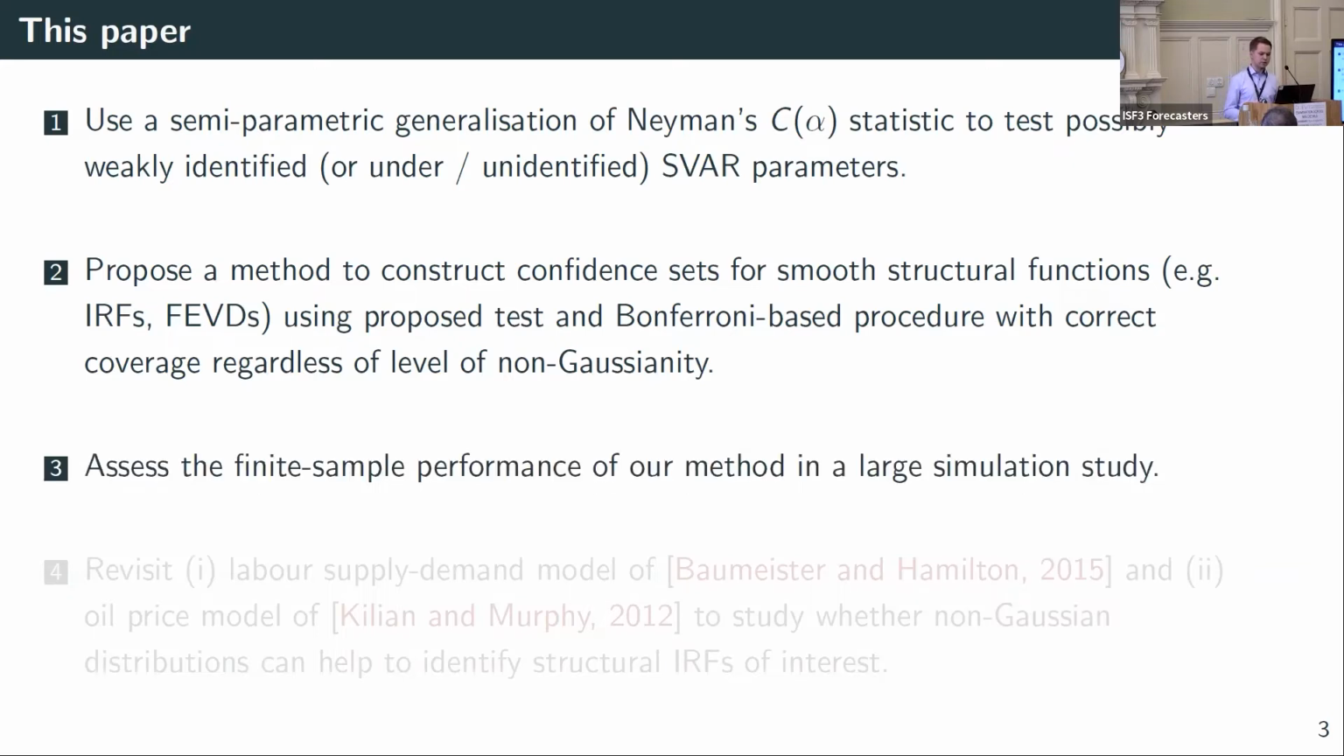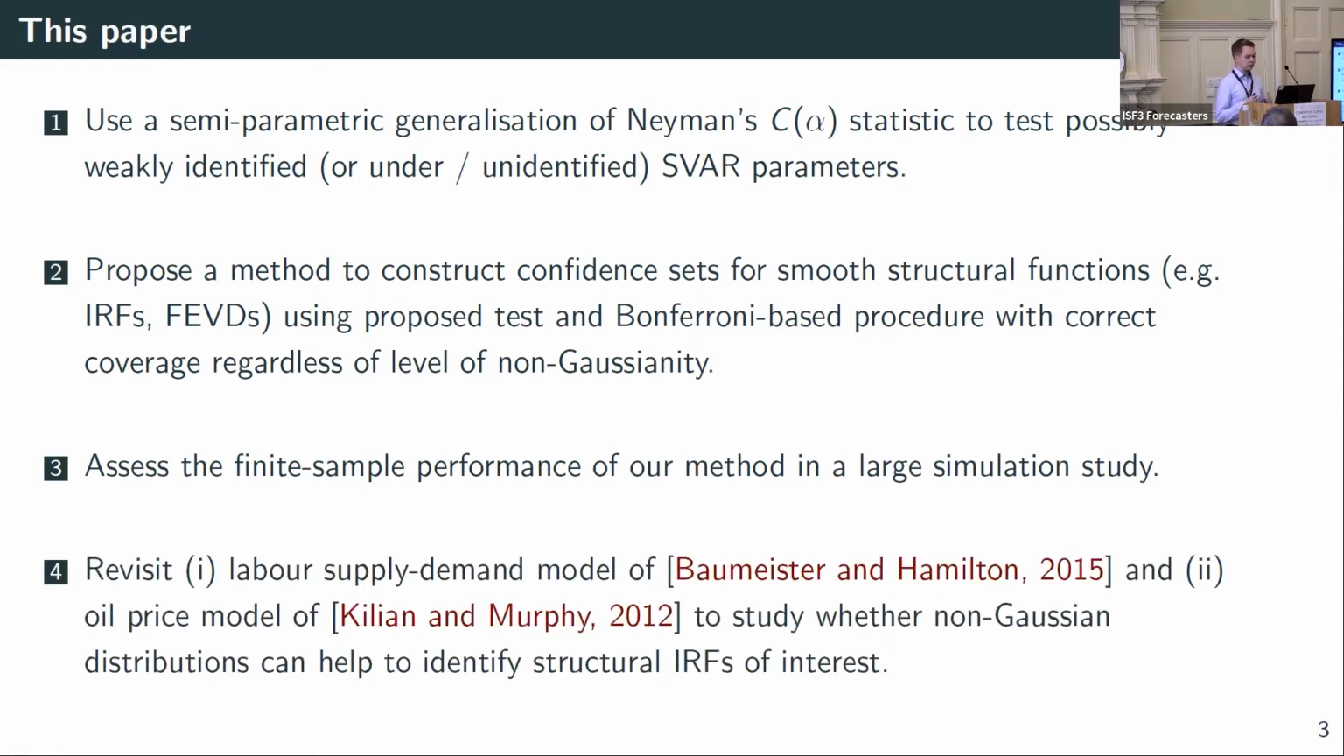Then we have a big simulation study where we look at the finite sample performance of this method. So size, power of the tests, coverage of the impulse response bands. And then finally, we revisit some of the empirical applications that people have looked at in recent years using non-Gaussianity identification, such as the Baumeister and Hamilton simple labor supply demand model and the oil price model of Kilian and Murphy 2012.